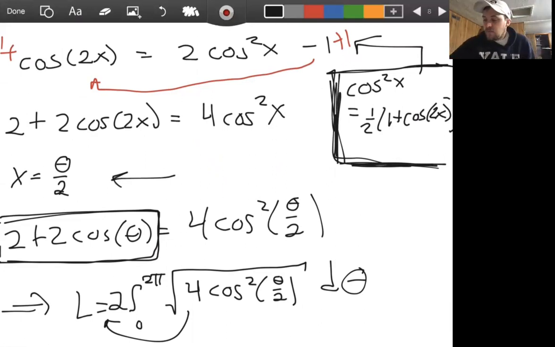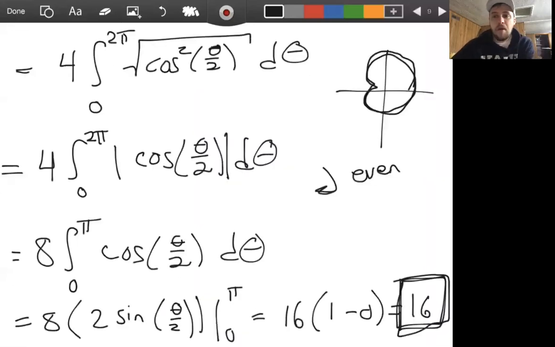So that wraps it up for what we'd like to discuss about polar coordinates and using polar coordinates to get new definitions for area and new ways of computing area and arc length.